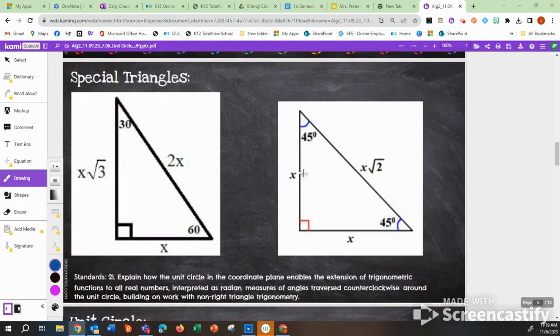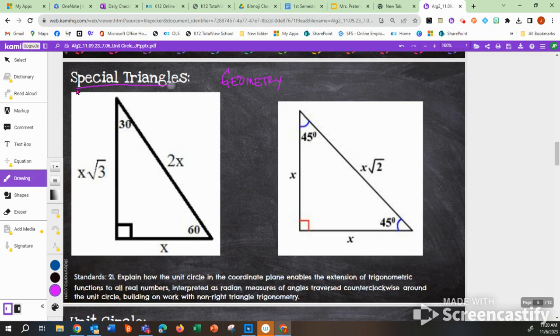All right, you may remember, and I know I said earlier, most of this is brand new material when we're talking specifically about the unit circle. There are tiny parts of the unit circle that you might remember from geometry. You might remember special right triangles from geometry. So I thought I would bring this up really quick.